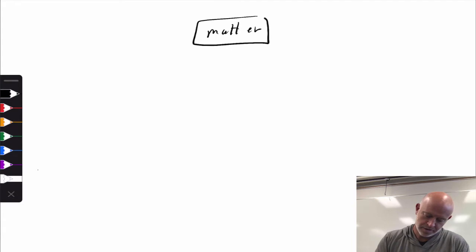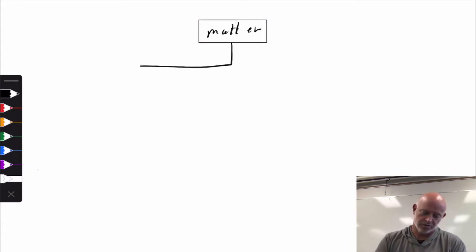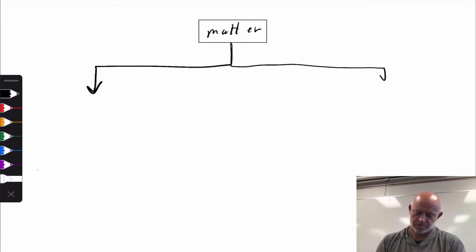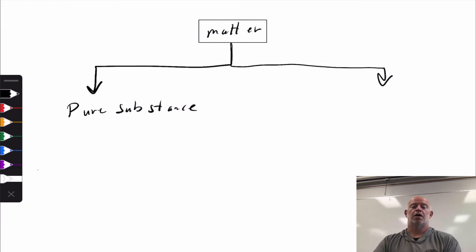And matter in itself can be broken down into two different categories. Okay? And the first of those two categories is called the pure substance. Now, pure substances are chemically pure. What we mean by that is that these substances have their own properties.